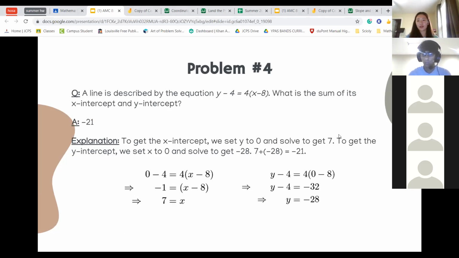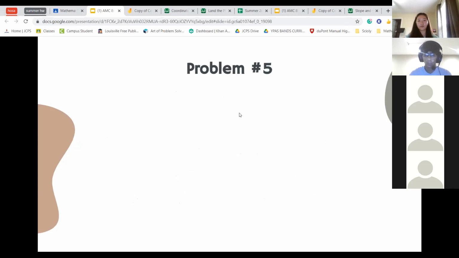And someone's asking, how many slides do we have left? Well, I think we don't have many slides left, but we have some activities to do. Yeah, we have 2 more slides, but we have a fun activity.